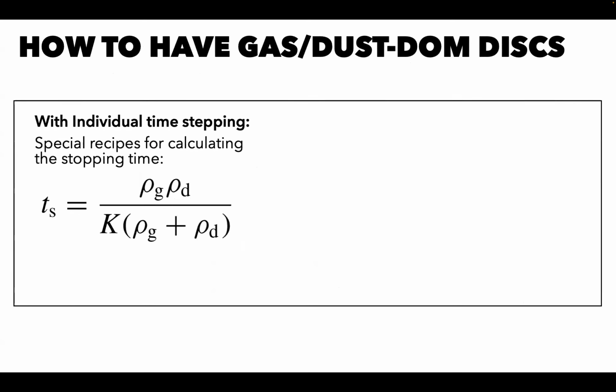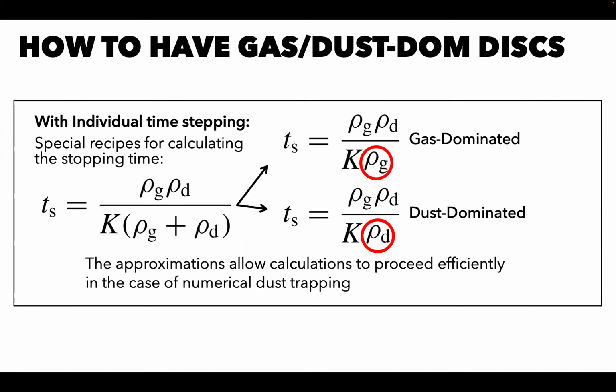How to do that is not straightforward. The simulations kind of break at the beginning. So we found at least two solutions. The first one, with Cristiano, is that while using individual time stepping, you can calculate the stopping time of the particles with this equation. Usually for gas-dominated ones, you just use the density of the gas. But for dust-dominated ones, we realized you can basically invert the approximation, and it works quite well.